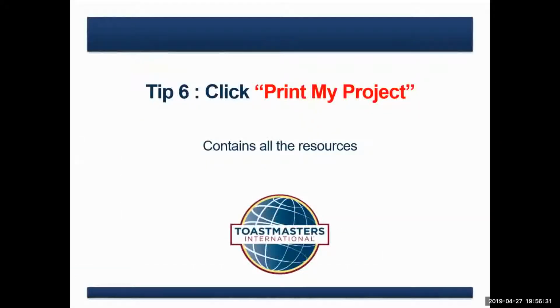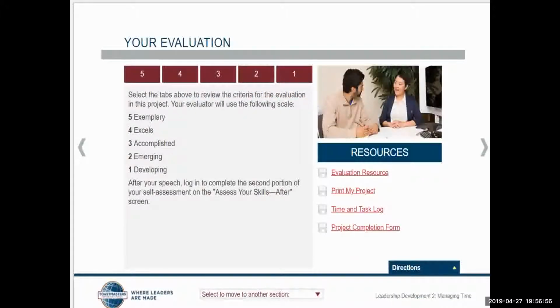Now, tip number 6, click My Project. A lot of members are asking where their evaluation form is, where their project list is. They get confused about where to find all the resources. I would recommend, if there's one thing that you need to download, that is your project. That contains all the resources. There will be a page where you can see all the resources. There's evaluation resources, print my project, time and task log, and project completion form. You will actually only need to download the print my project.